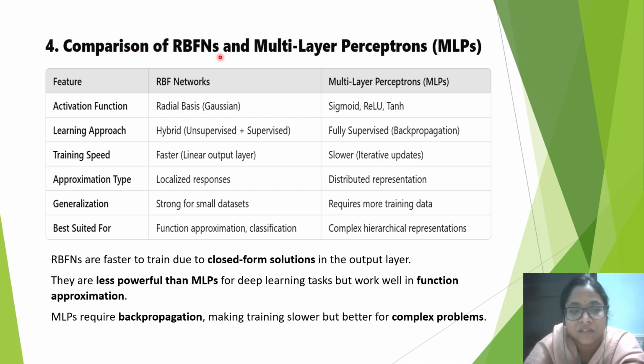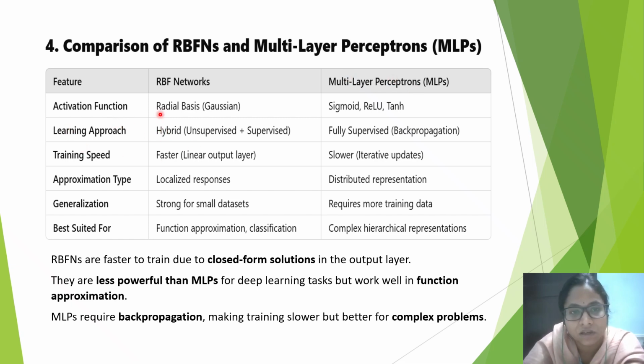Comparison of the radial basis function and the multi-layer perceptron. These are some of the features of radial basis function networks and multi-layer perceptrons. For the activation function, the radial basis function, or Gaussian function, is used in radial basis function networks. For multi-layer perceptrons, sigmoid, ReLU, or tanh is used as the activation function.